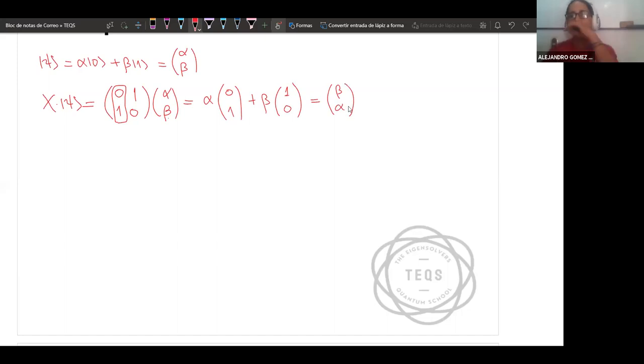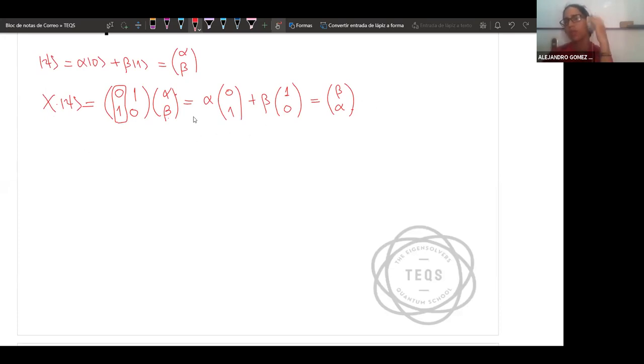So this is exactly the same we saw in the other case, in which we had the state alpha beta and the components were flipped. So we started with alpha in the first position and then alpha was in the second position. So that means that the components were flipped. So that's what the X gate does. That's the action of X.